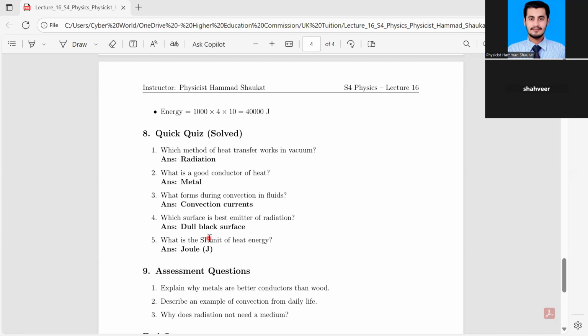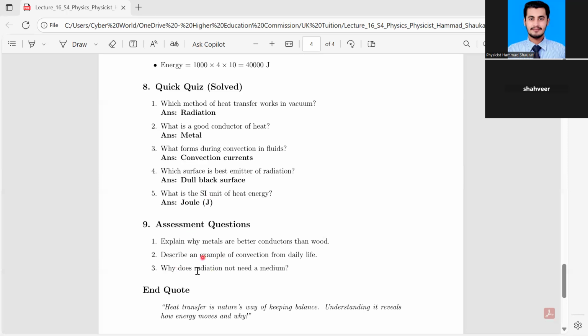Okay, so can you tell me what is the SI unit of energy? Joules. Yes, joules. And is it represented by capital J or small j? Capital. Yes, capital J. So here are some assessment questions for you. You can practice at home. So that's all for today's lecture. If there are any questions, you can ask.